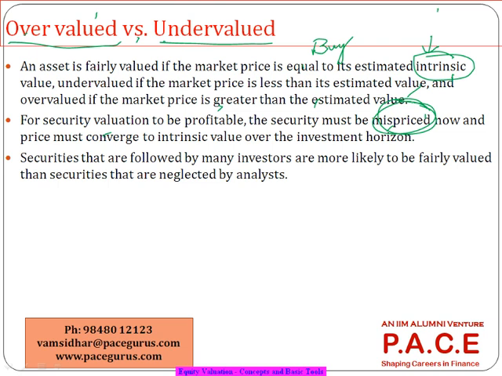If today there is a difference between these two, we will think of getting into a buy or a sell decision with the intention to bridge the gap. The prime intention is, okay, today this is our intrinsic value and this is the market price. The market price is cheaper, so what will we do? We get into a buy decision. Undervalued, so we get into a buy decision.